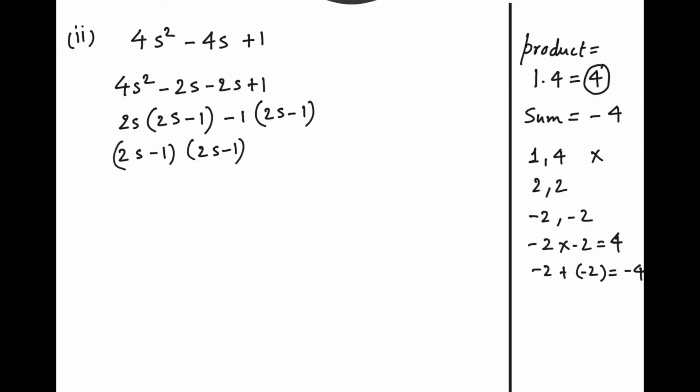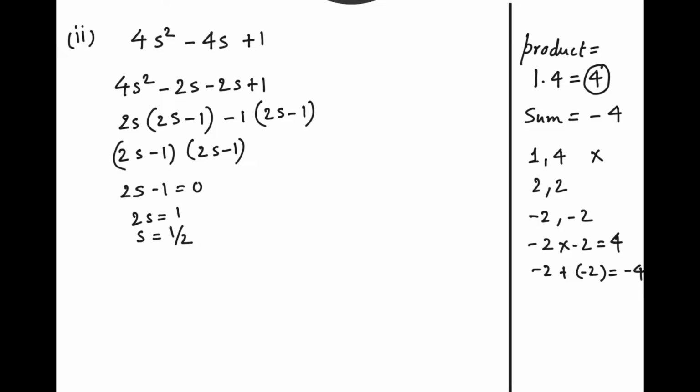Now we have found the factors of this polynomial, and we can make each of these individual factors 0. If you look at these two factors, they are the same. So there is just one zero of this polynomial, which is 2s minus 1 equal to 0. So 2s is equal to 1 and s is equal to 1 by 2.